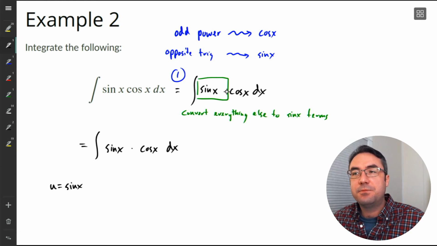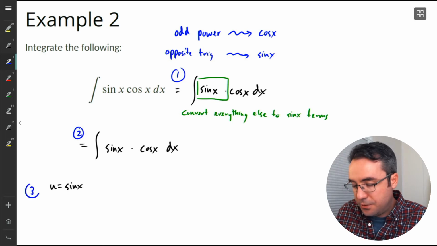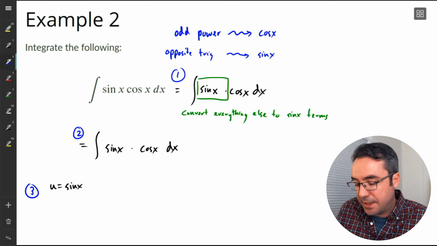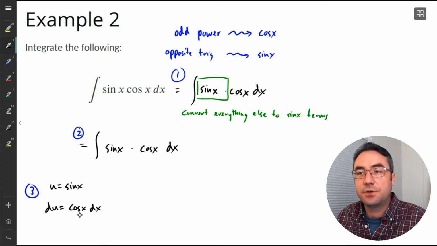In step two, in this one, there's really not too much to do, but we would look at all of these remaining terms and we would convert them to our opposite trig function. So we'd want to convert everything here to sine. It's already been done for us, basically. Then in step three, we start our u substitution. So we let u equal our opposite trig function. So we're going to let u equal sine. We calculate du. We get cosine of x dx. Derivative of sine is cosine.